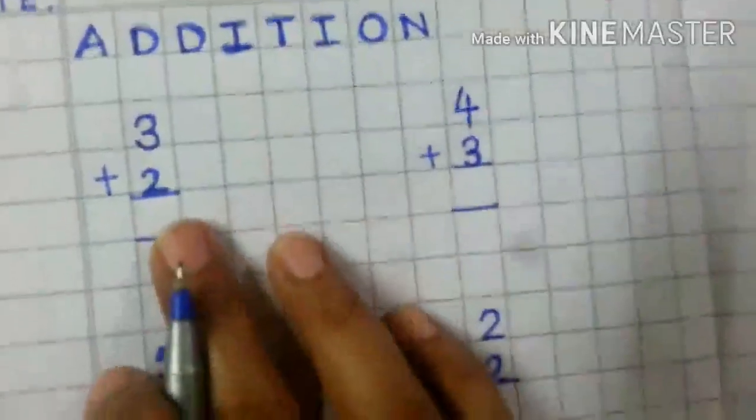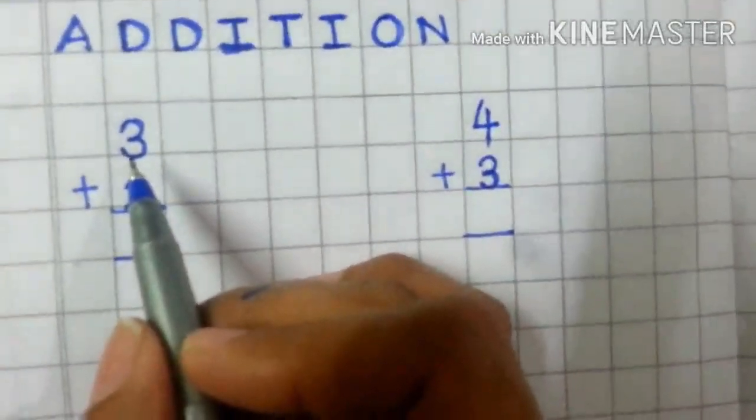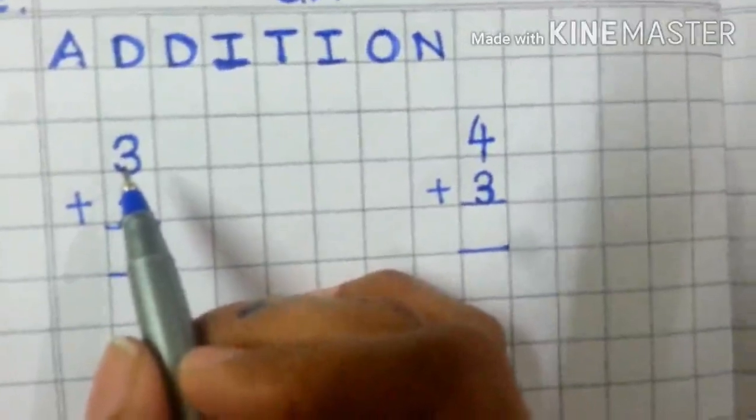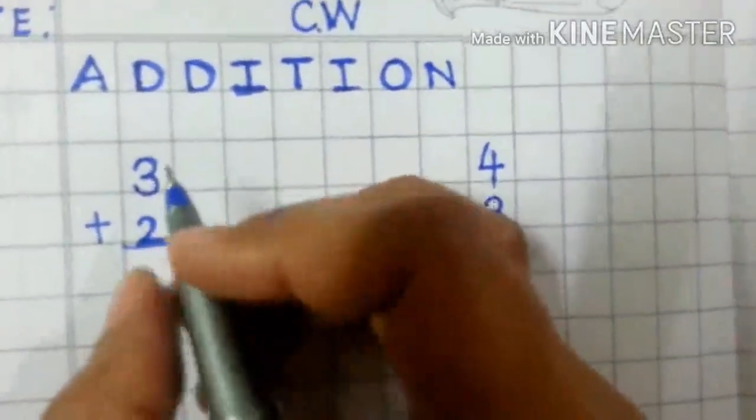Now we will solve this problem. Here the number 3. For number 3, we will draw 3 marbles. So let's draw 3 marbles for number 3 with me.